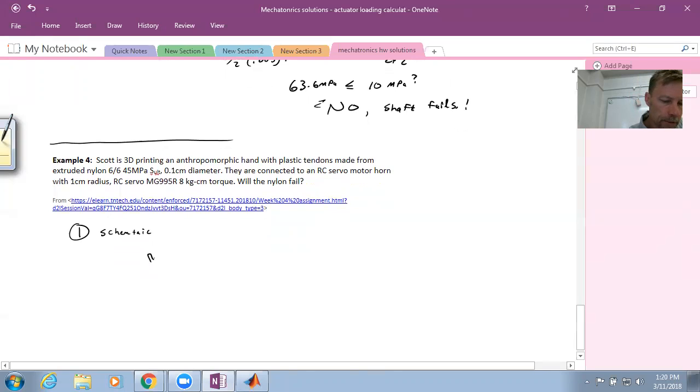So Scott's got a hand here, and his hand has these tendons that run down. Tendons come down, and then down here somewhere it attaches to the horn on a servo. All these horns I see have these 4 prongs, but he's just connected to one of them. And that goes back to some RC servo he has back here.